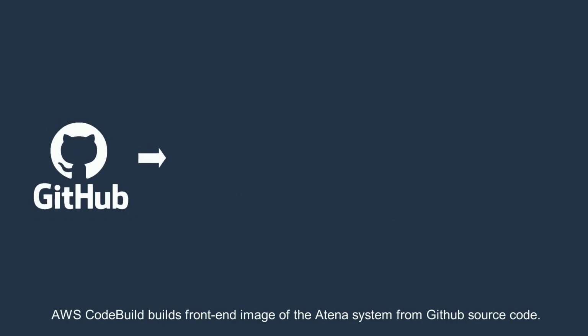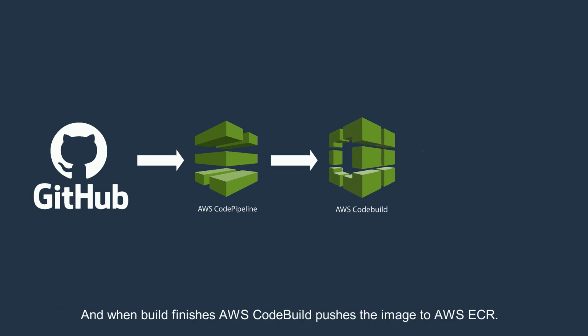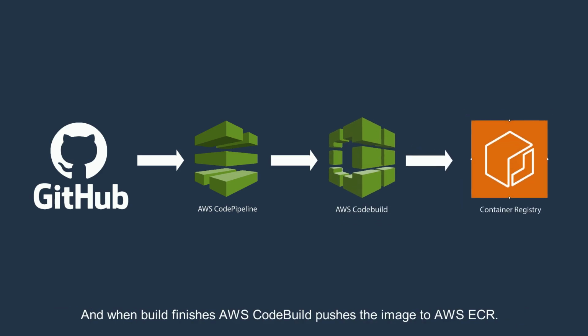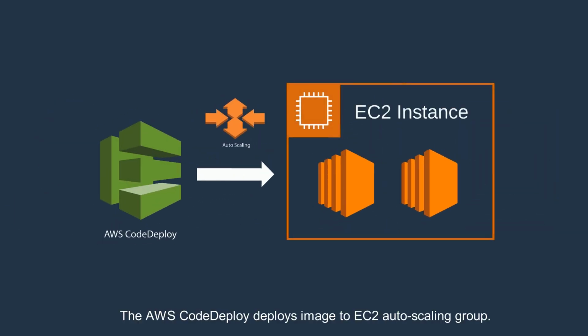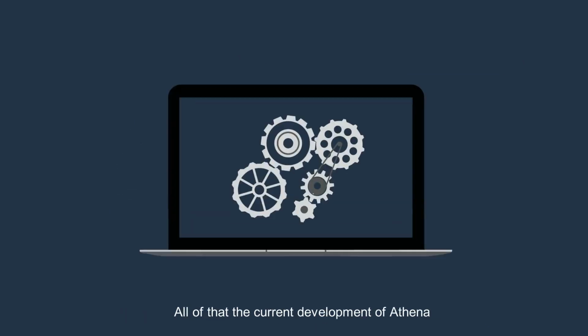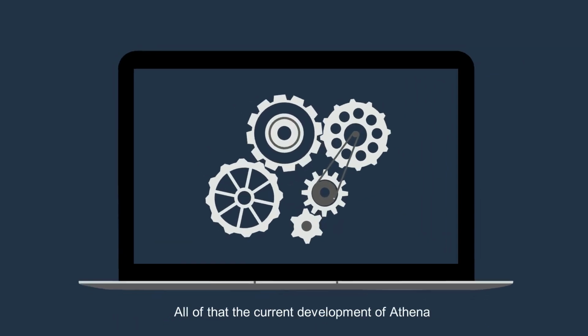AWS CodeBuild builds the front-end image of the Athena system from GitHub source code. And when the build finishes, AWS CodeBuild pushes the image to AWS ECR. The AWS CodeDeploy deploys the image to the EC2 auto-scaling group. All of that is the current development of Athena.